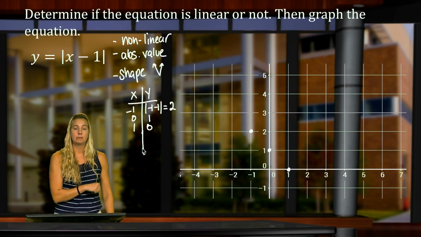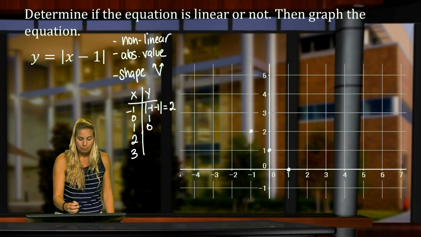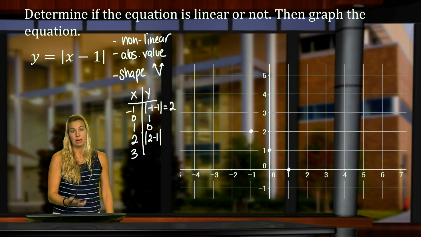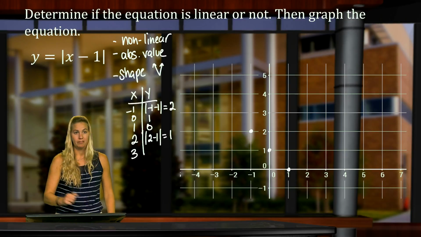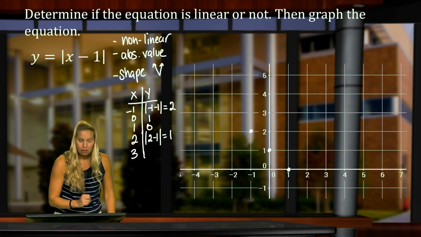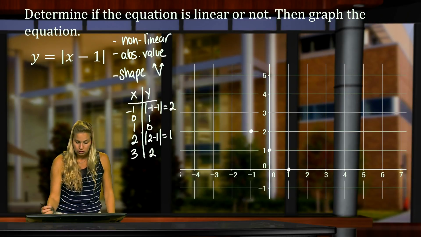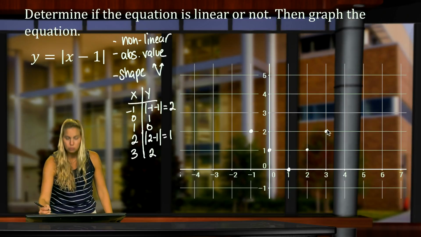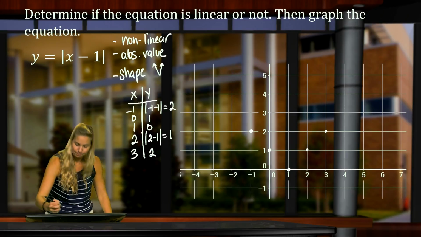So I'm picking some more values for x. Let's try 2 and 3. When I plug in x equals 2, the absolute value of 2 minus 1 is the absolute value of 1, which is 1. It's really clear now. That's awesome. Fantastic. When I plug in x equals 3, the absolute value of 3 minus 1 is 2. If I plot those 2 points, (2, 1) and (3, 2), now I can see those points are starting to make that V shape.